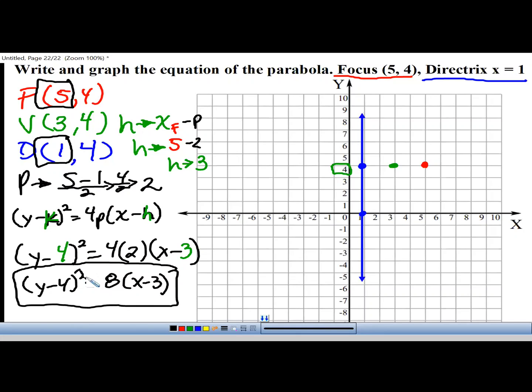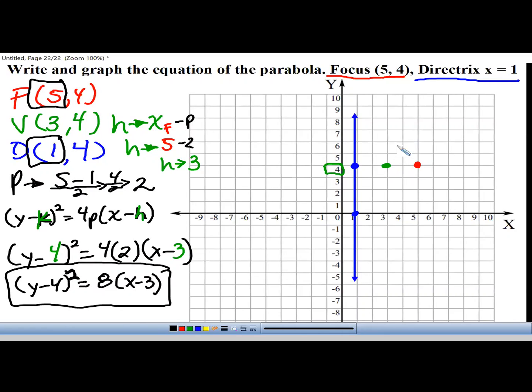And if you graph our parabola, it goes through the vertex and opening towards what? Towards the focus. So it's gonna go and look something like this. Woo, let's go.